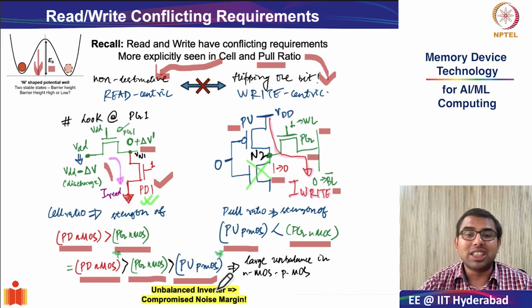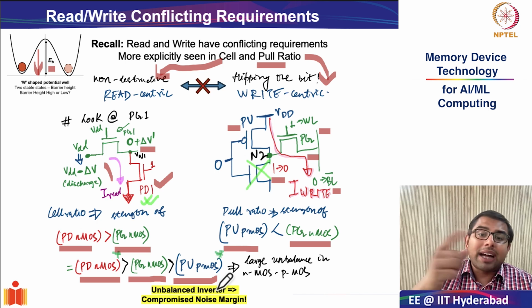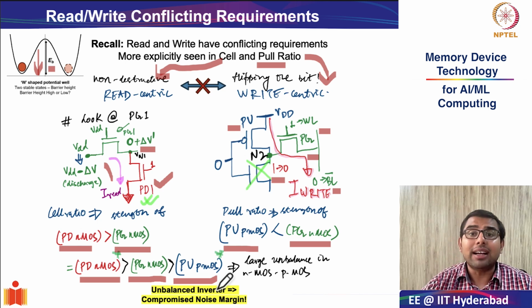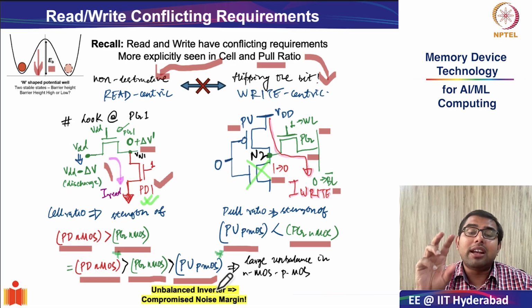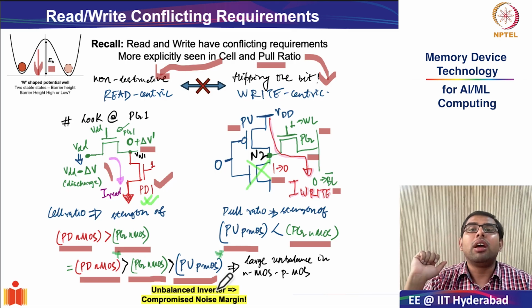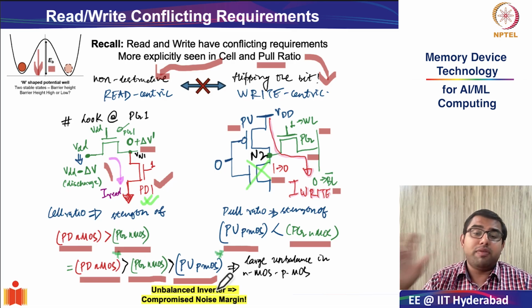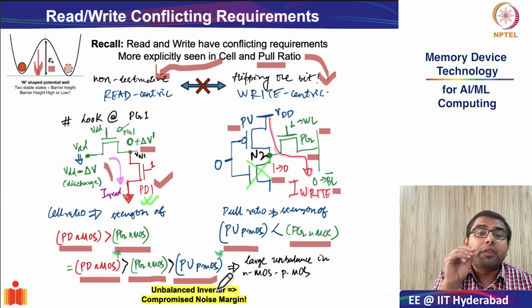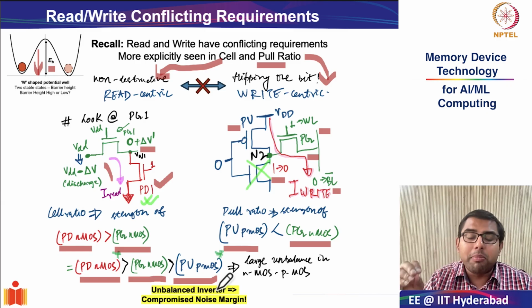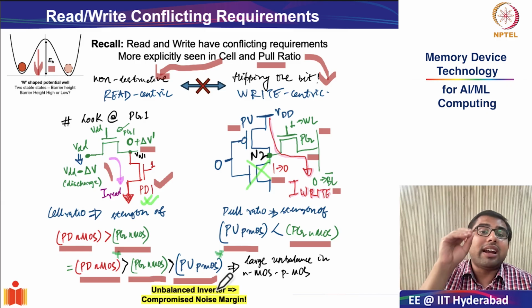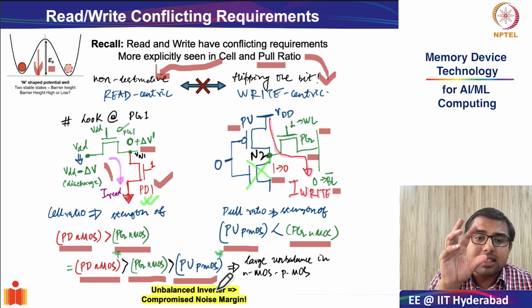Why? Go back to one lecture back. We had seen that if there is an imbalance in the inverter design, or the strength of NMOS is greater than PMOS, one of the hysteretic loops, or one of the butterfly loops, will shrink considerably.